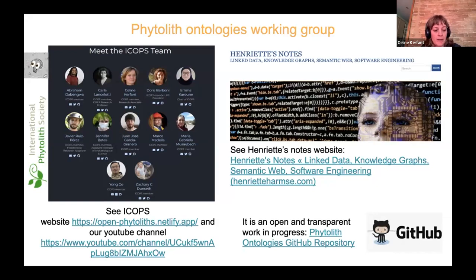I'm a member of ICOPS, and some of us, Emma Caroon, Zach, Carla Lancelotti and Javier Ruiz Perez, are working with Henriette Arms on the implementation of ontologies to improve the interoperability of phytolith research. Henriette is really helping us to design our ontologies, and she's really teaching us how to create this ontology. You can read more about her work on her website, and I also added a link to our GitHub repository. It's still really at the beginning, and it's still a work in progress, but as we are working transparently, I thought it would be nice for you to have a look at it.